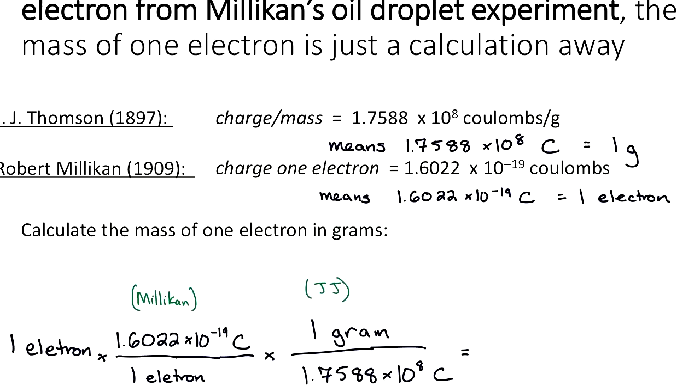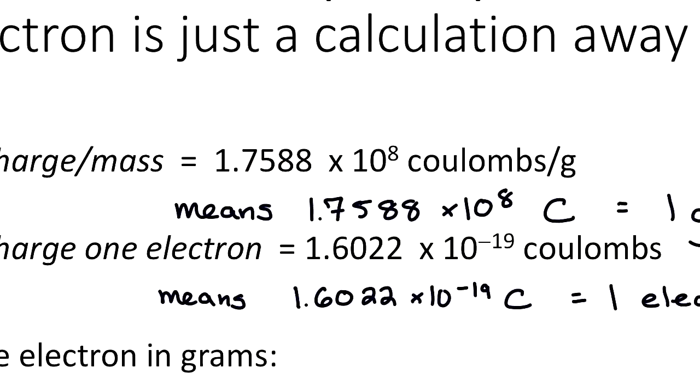It's really just dimensional analysis, all right? From J.J. Thomson's experiment, he calculated charge to mass: 1.7 times 10 to the 8 coulombs per gram. Remember, let's pull out of our back pockets derived units and dimensional analysis. What this value means, because there's a fraction present, is that there's 1.7 times 10 to the 8 coulombs in 1 gram, because gram is on the bottom.